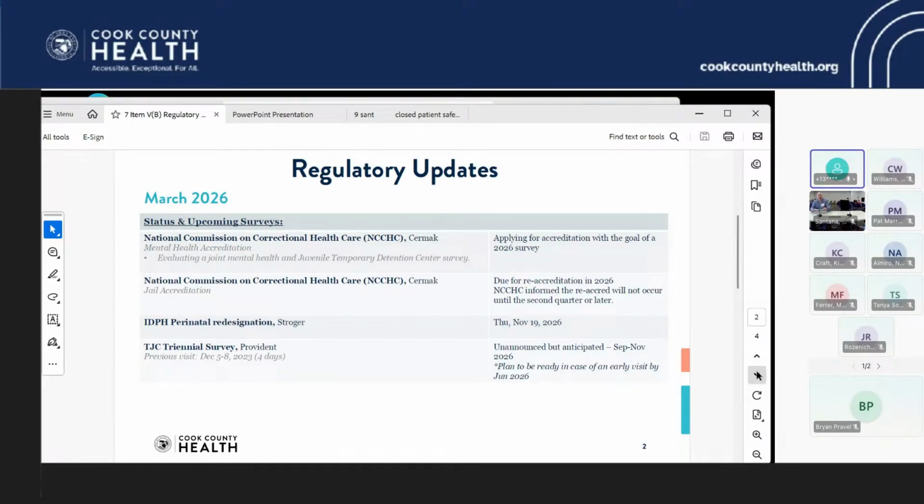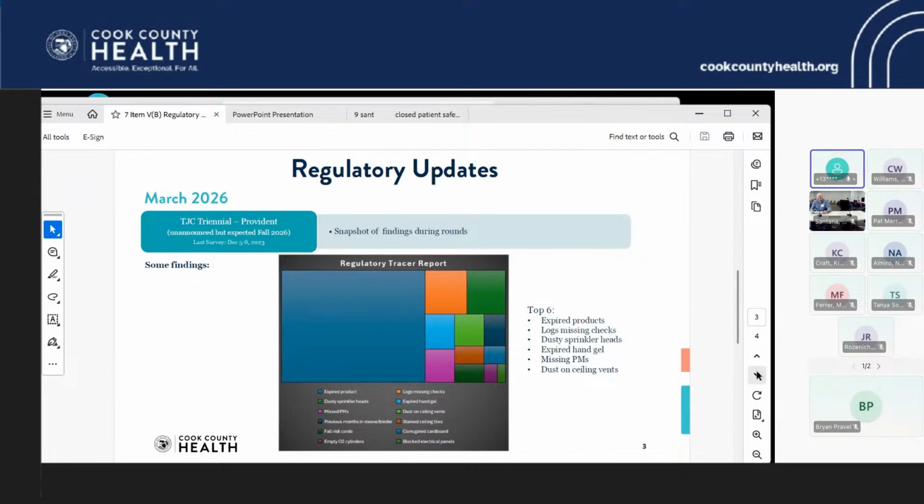Next slide, please. So this is a snapshot of some findings during our Provident Triennial Prep, and I've listed here on the right-hand side the top 6, found through a multidisciplinary team doing observations. The top 6 are expired products, which we're able to pull on the spot, logs missing checks, the environmental dusty sprinkler heads, expired hand gel, which comes from areas that may have less frequency, they do have expiration dates, missing preventive maintenance on equipment, and lastly, dust on ceiling vents. And these, again, are just the top 6.